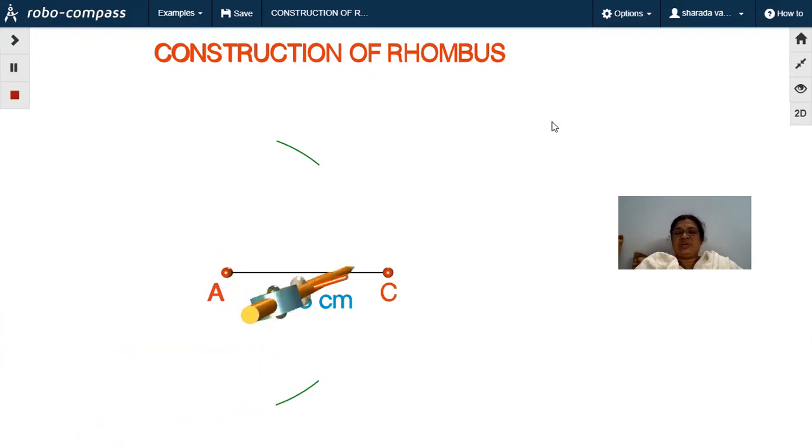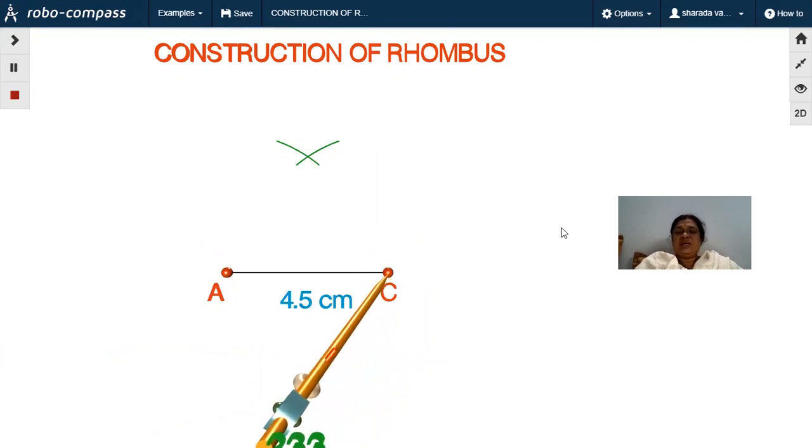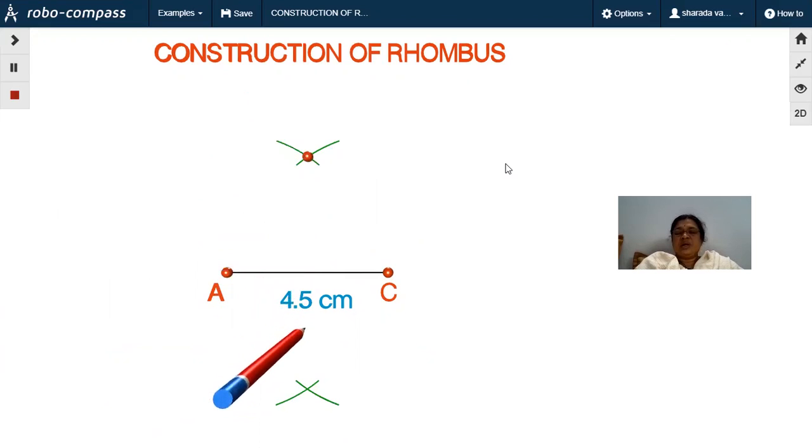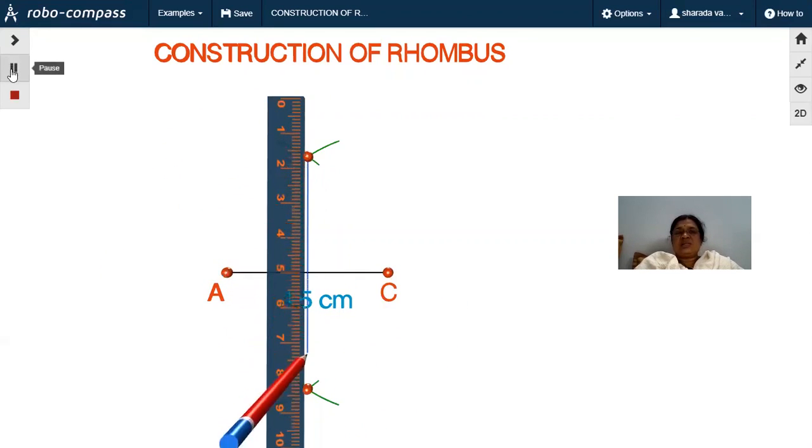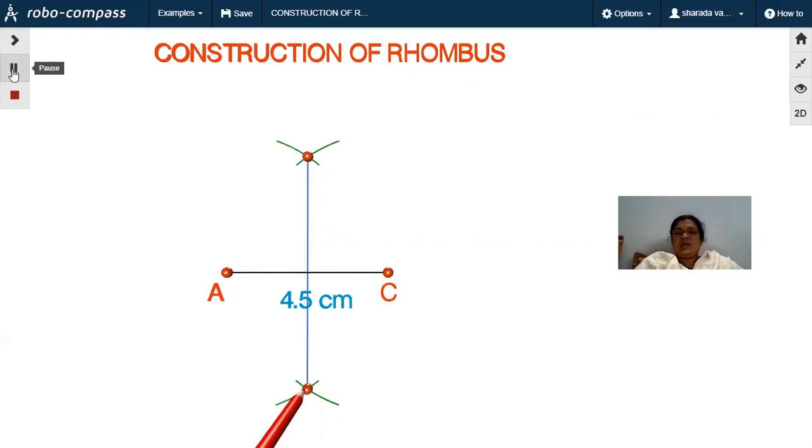Both the arcs you have to draw with the same radius, don't disturb the radius. Now keep the pointer at C and draw an arc up and down. Now locate the points of intersection of these arcs, like this and like this. When you join these 2 points, this line is a perpendicular bisector. So this is the special name for this line.